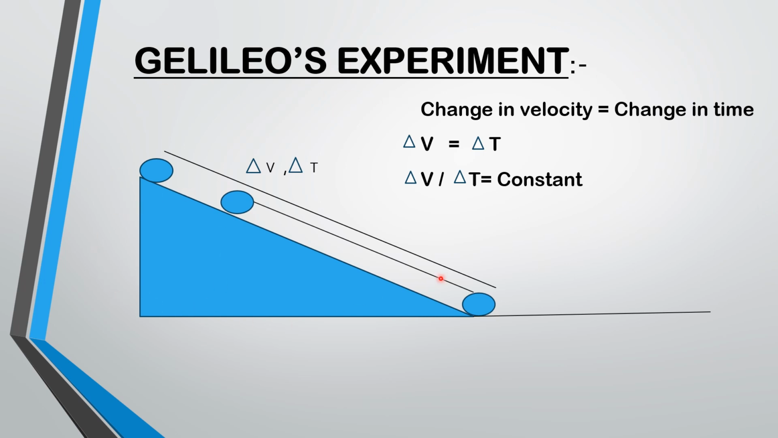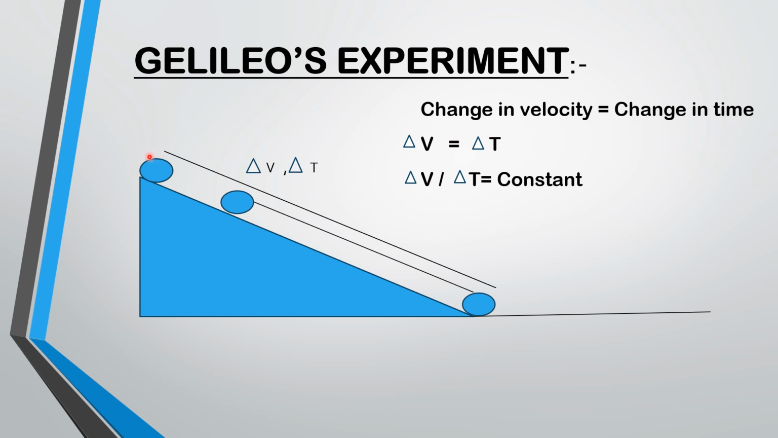Galileo took a smooth inclined plane and put the object at rest, without applying any force. Then the object rolls down and comes to its final position. He observed the change in velocity from the initial position to the final position, and also the change in time. So he concluded that the change in velocity is equal to the change in time.